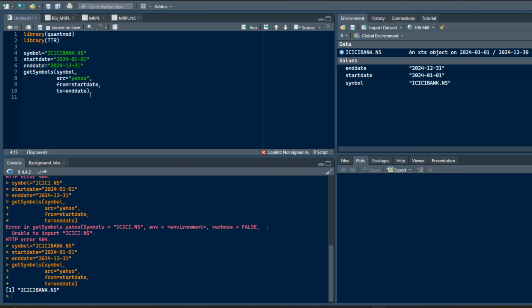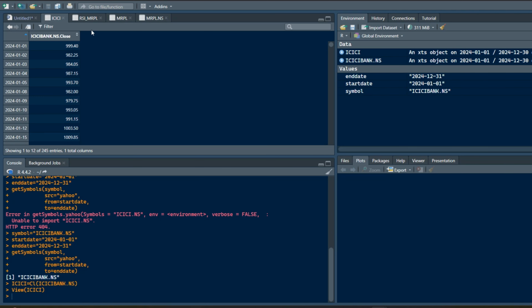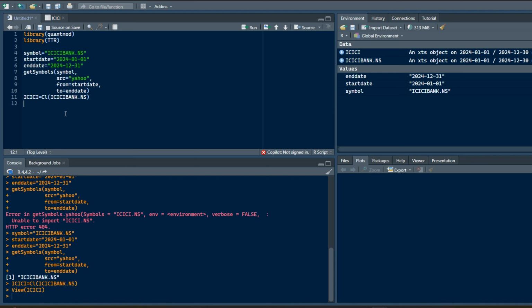So ICICIBANK.NS. Okay. Now in this we want only closing values, closing prices equal to Cl of ICICIBANK.NS. Run the code. So we got only the closing price here. The closing price of ICICI Bank is received.